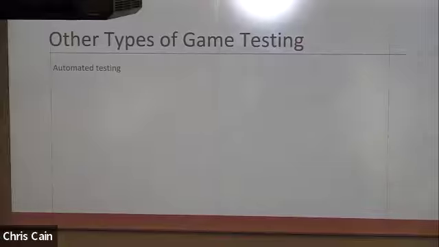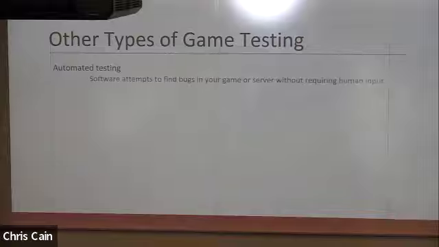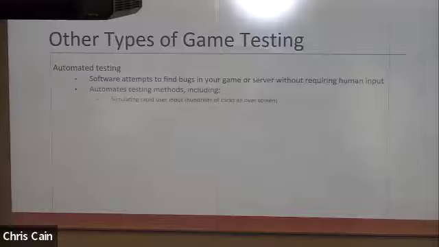Of course, this wouldn't be complete without talking about automated testing. Those who have taken 350 with me, automated testing was a big part of that class. So writing software that finds bugs without requiring human input is extremely nice. You should be thinking about things like simulating rapid user input. So if the user has written a bot to do something, how does your game respond to hundreds of inputs per second?